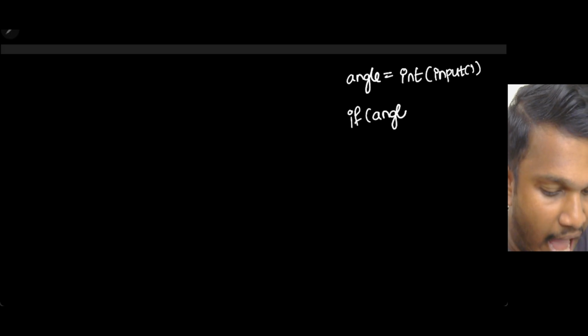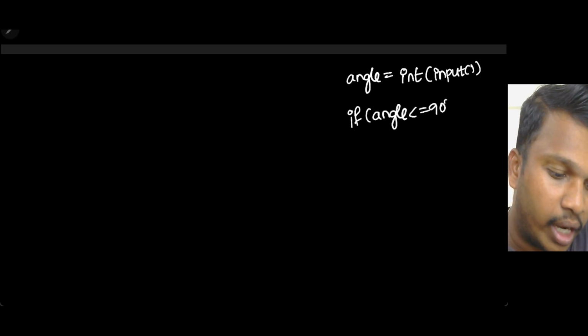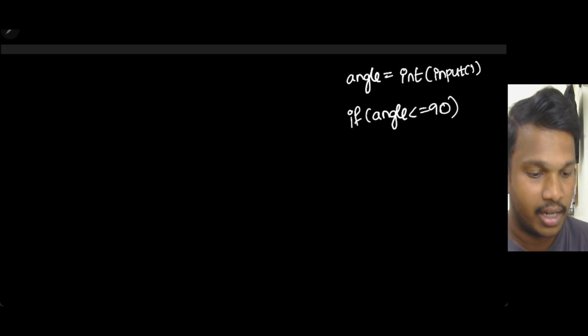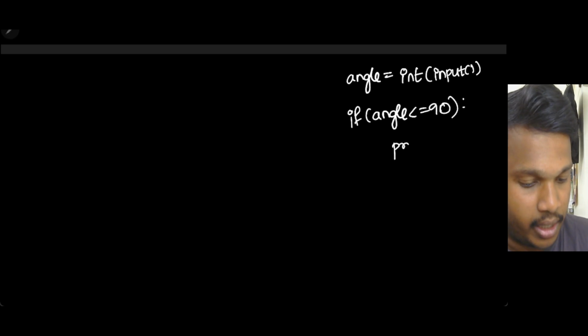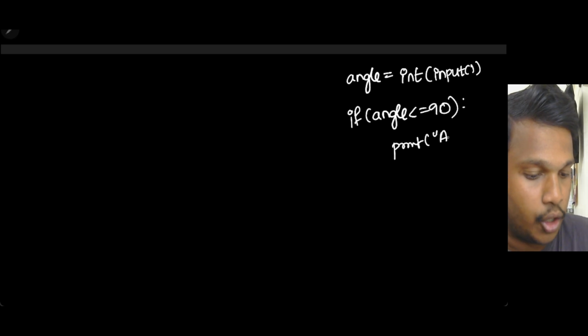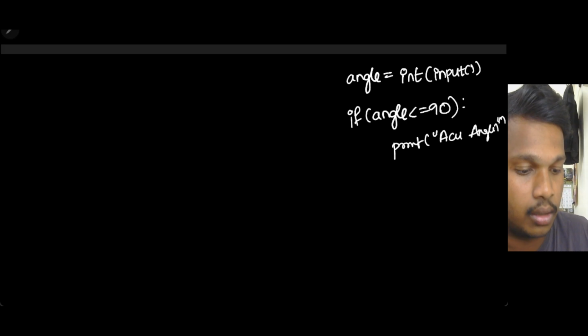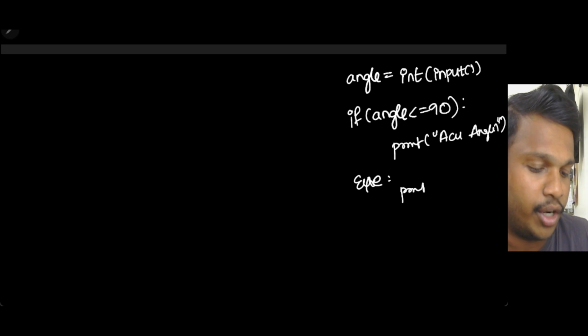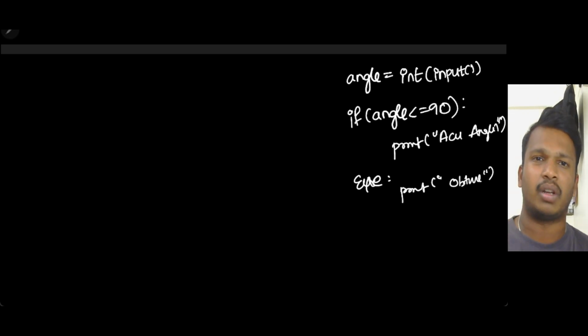Next, if the angle is less than or equal to 90 degrees. No need to write the degree, I am just writing it as a flow. Now what do we need to print? We need to print acute angle. Else, what do we need to print? We need to print obtuse. That's all, it's very simple.